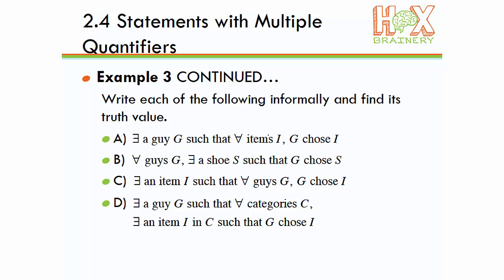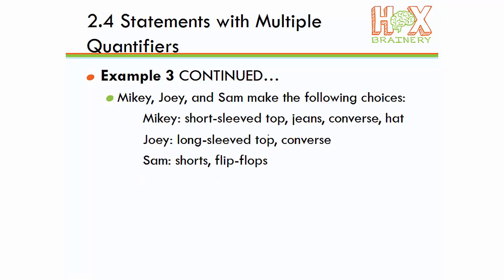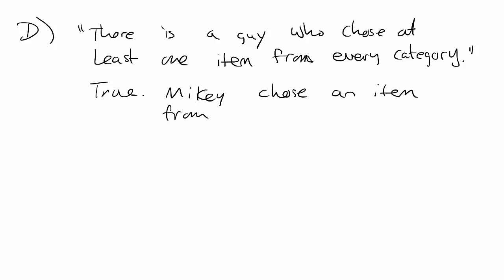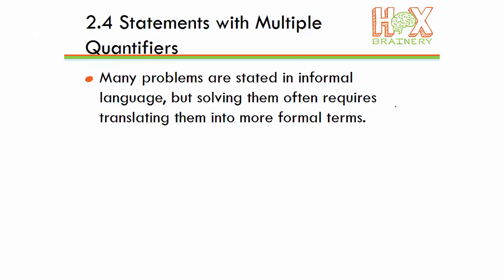And then, is that true? If we go back here, yeah, this is true because Mikey, for example, he chose a top, a pair of bottoms, shoes, and an accessory. So this is true. I'll just put Mikey chose an item from each category. So I have my explanation there.